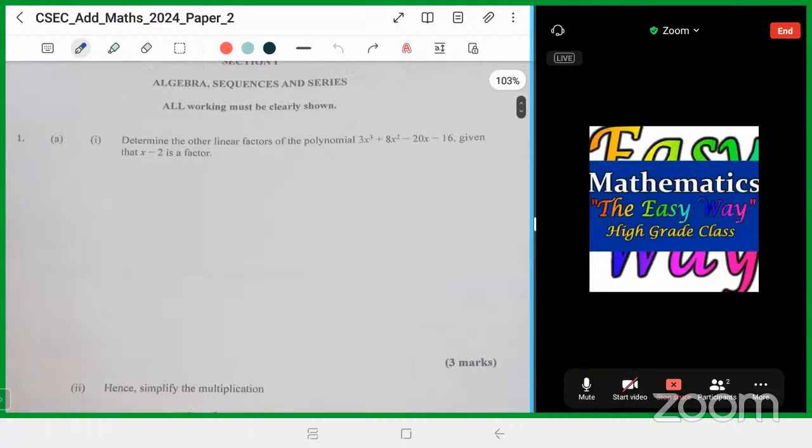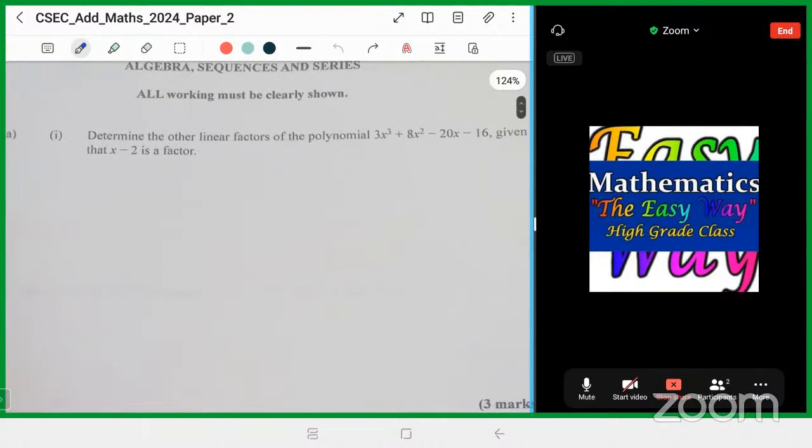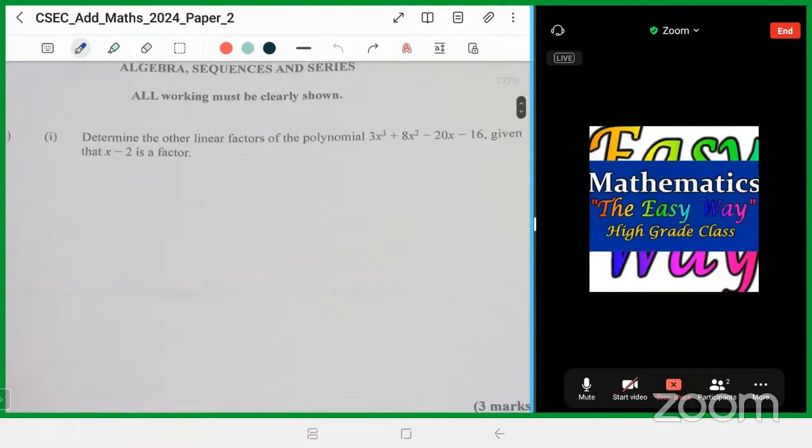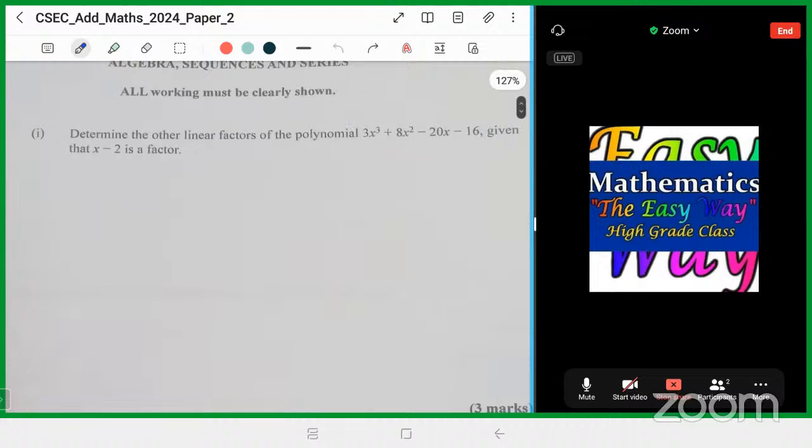The first question says we have to determine the other linear factors of this polynomial. It's a cubic polynomial, and they're saying that x minus 2 is a factor. There's a standard remainder factor theorem where we are able to divide a polynomial by a factor that is of order less than it. So we're just going to do the long division to see what the other factors are. Our quotient is going to be a quadratic, since we divide a cubic with a linear.